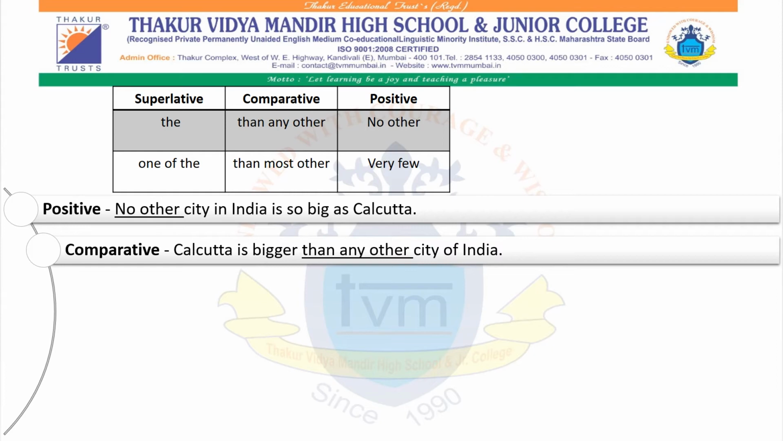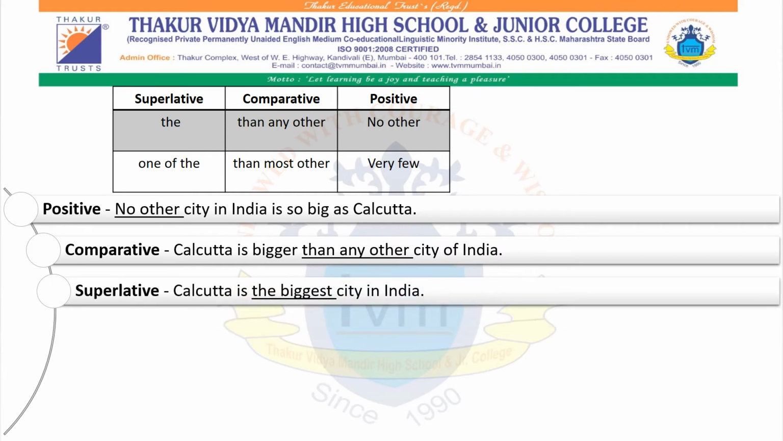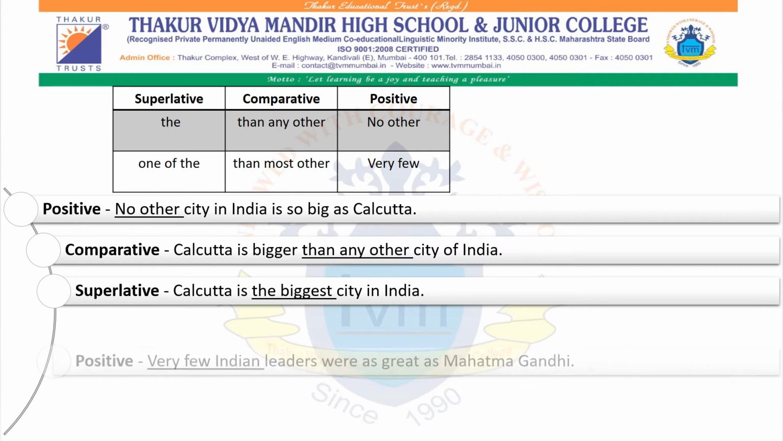So no other city in India is so big as Calcutta. That is why Calcutta is bigger than any other city of India. Superlative: Calcutta is the biggest city in India, and we have to add India every time because it is mentioned in the first sentence, and if we don't write it, the meaning will be changed.